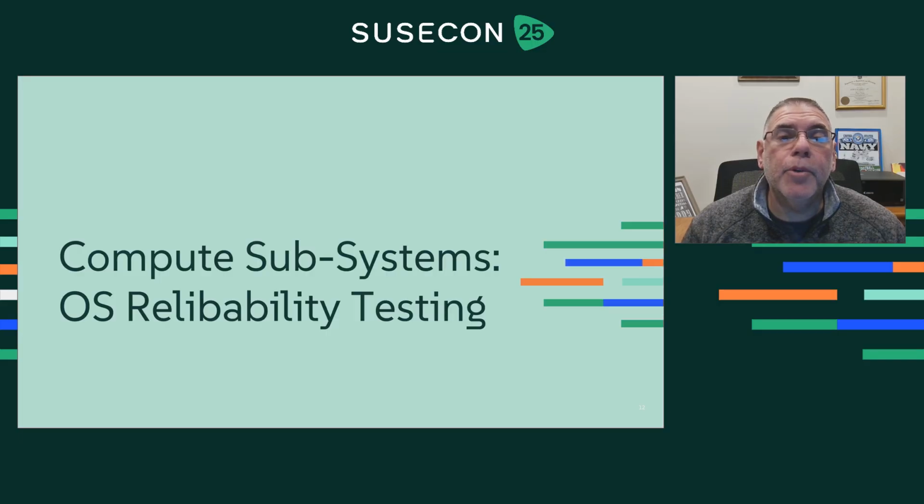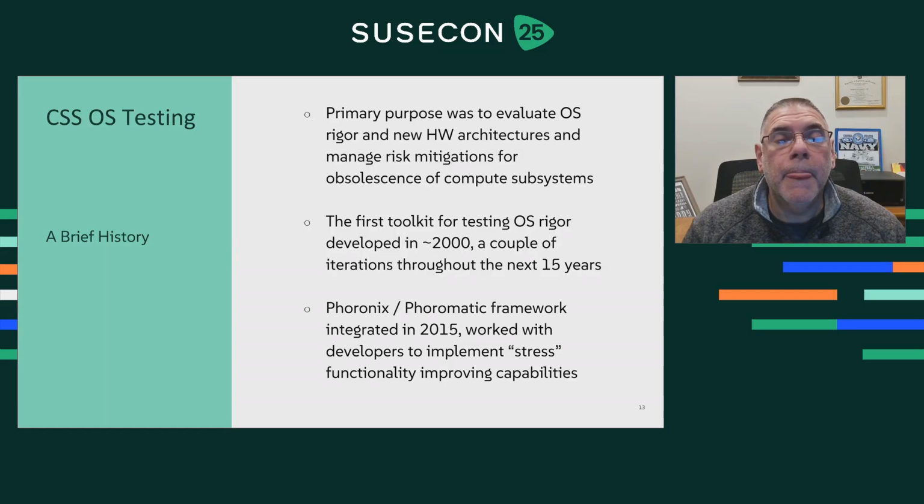Now let's discuss operating system reliability testing. So the CSS team was formed in 2000 with a primary purpose to provide a custom Linux operating system for imaging products. During this development process, several requirements were defined and the need for operating system testing arose, including impacts to base operating system functionality and hardware obsolescence.